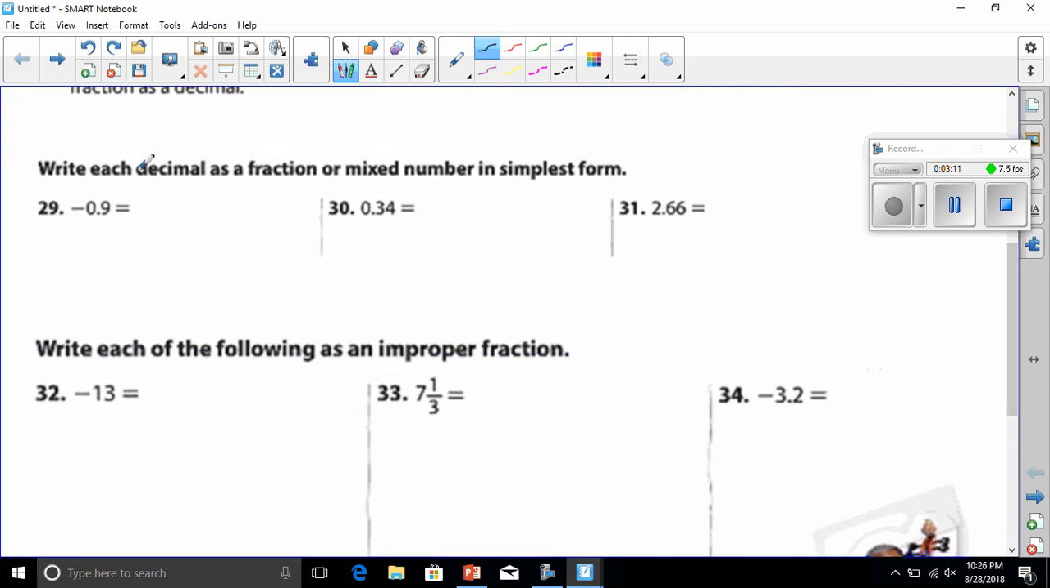This time it says write each decimal as a fraction or mixed number in simplest form. We're kind of doing the opposite this time, aren't we? So here we got -0.9.